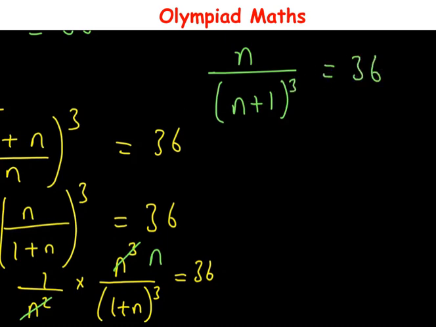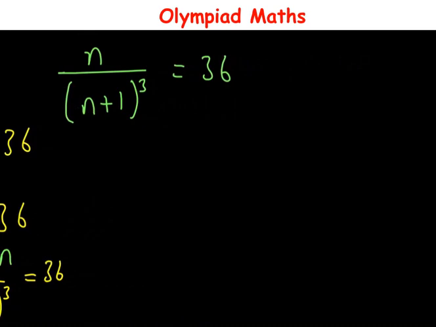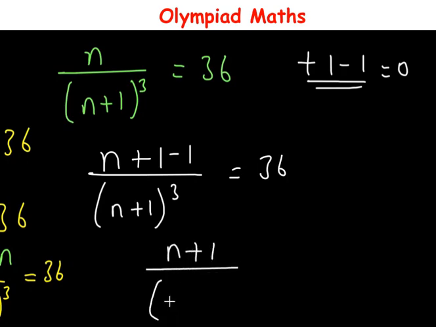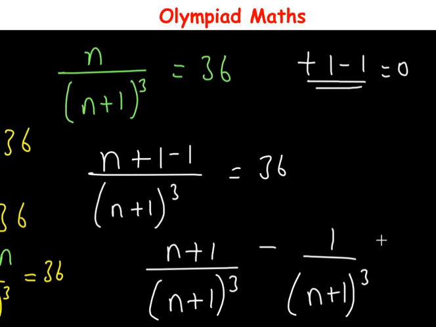Now, at this junction, the next thing we're going to do is introduce plus 1 minus 1. You see, plus 1 minus 1 is equal to 0. It doesn't change anything. So right here, this becomes (n + 1 - 1) over (n + 1)^3 equals 36. We can then write this as (n + 1) over (n + 1)^3 minus 1 over (n + 1)^3 equals 36, by splitting this fraction.